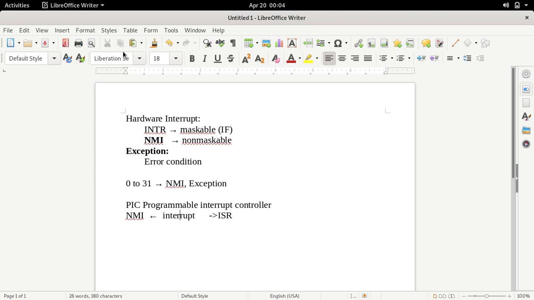Whenever an interrupt comes on the NMI pin, what will the 80386 do? The 80386 will transfer control to the ISR. Now what is happening here? Which code is under execution? One ISR is under execution. What is this ISR doing? This ISR is trying to provide service to the interrupt which came on the NMI pin.